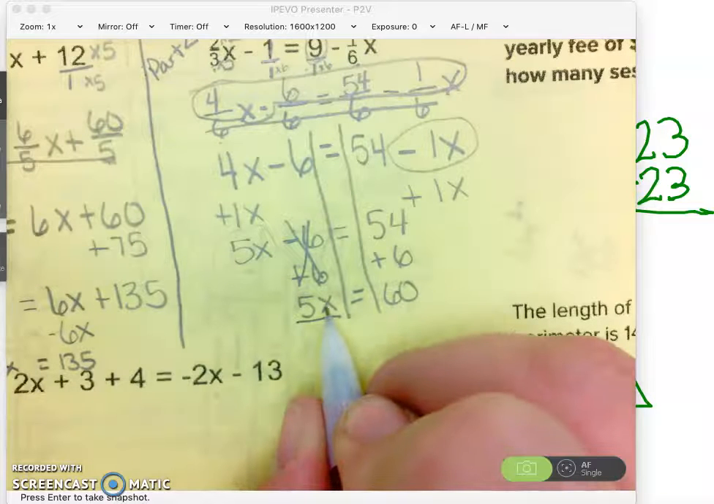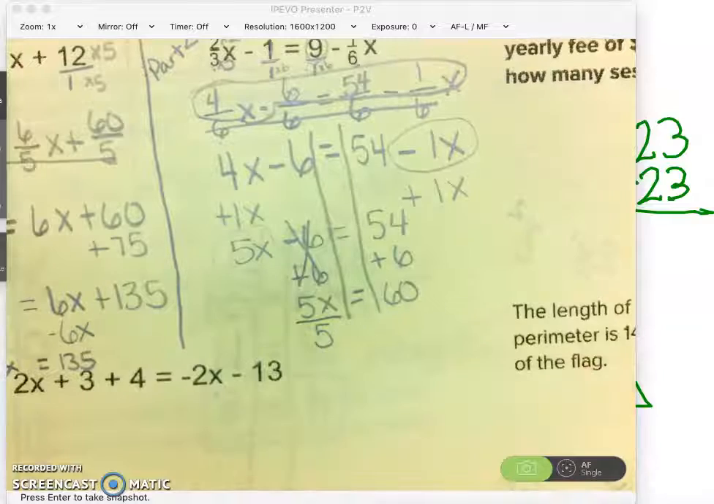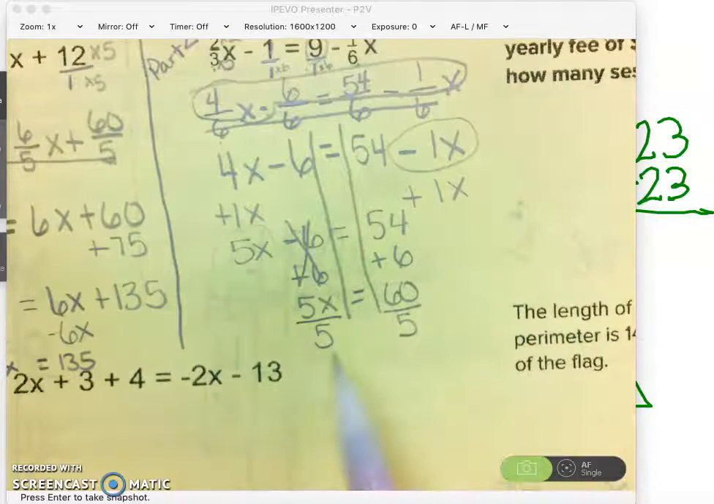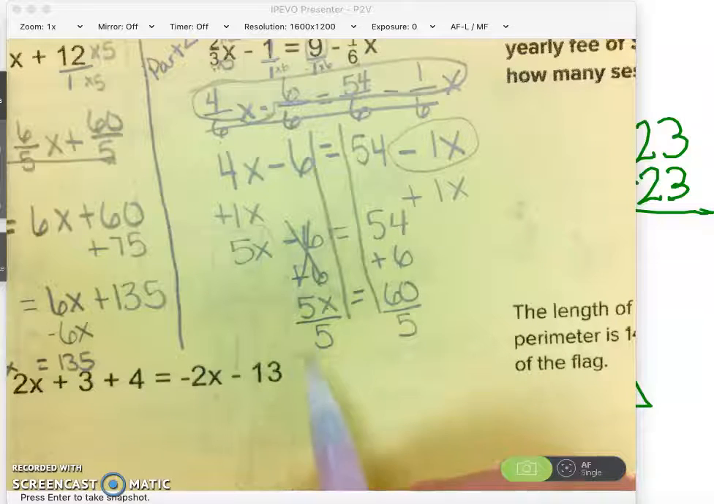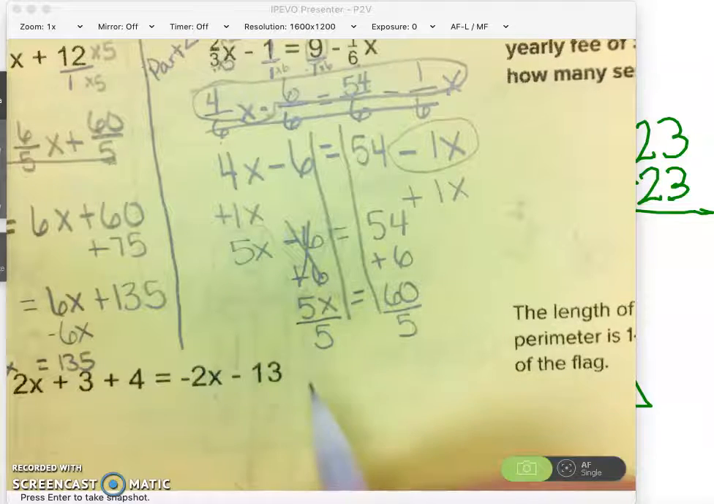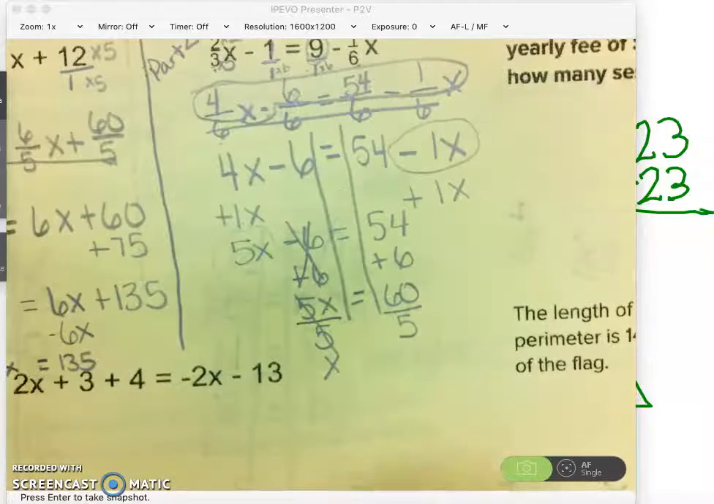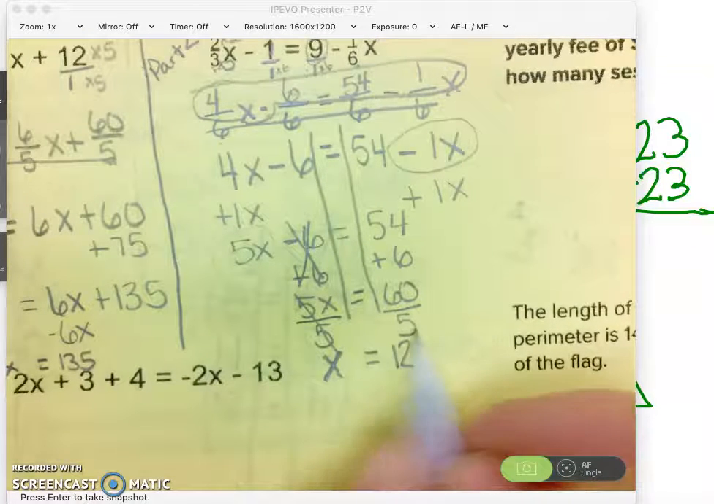5 is being multiplied by x, so I need to undo that by dividing by 5 on both sides. So one of the biggest mistakes was if we had a negative here, a lot of kids wanted to add it. You don't add it. Even if this was a negative number, you're still multiplying, so you need to divide it to undo it. So this becomes 1, so that goes away. 1x, or x, is equal to 12.